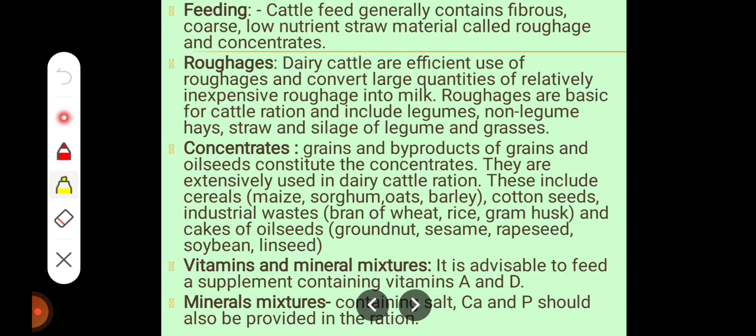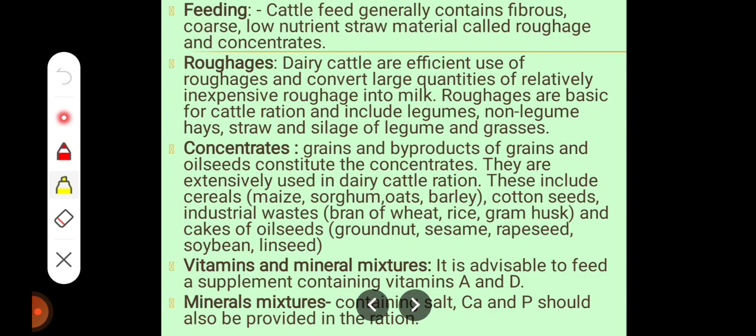Cotton seeds, industrial waste, so bran of wheat, rice, gram husk, and cake of oil seeds like groundnut, sesame, rapeseeds, soybean, and linseeds. They are also oil cakes having good nutrition for the cattle. We call these the concentrates. Then the vitamin and mineral mixtures.